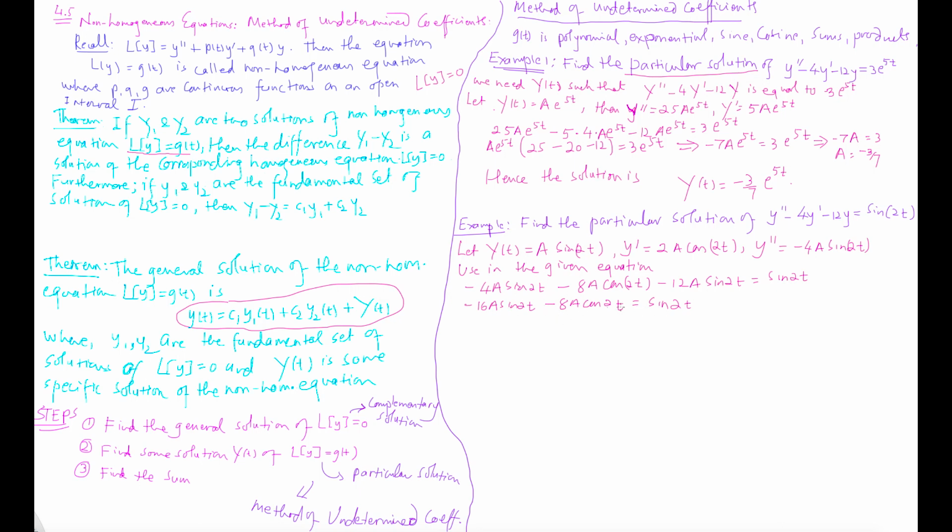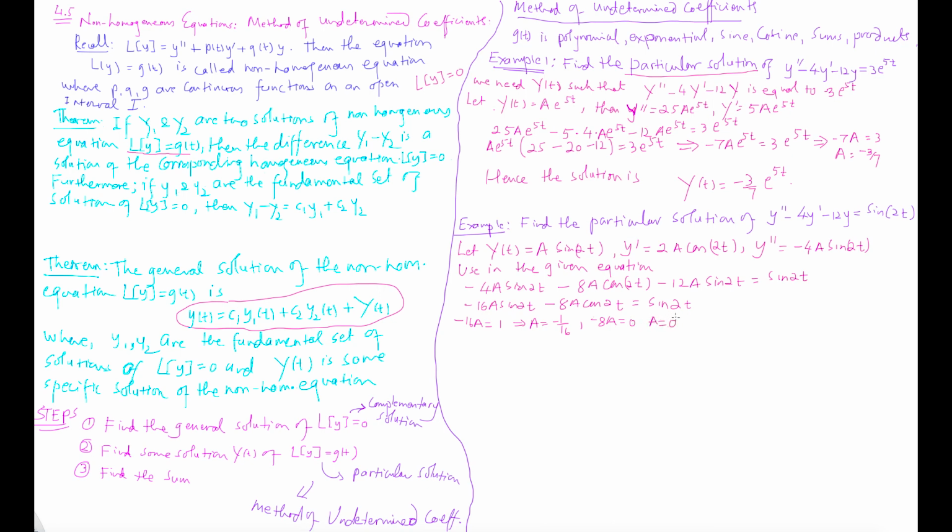You compare the left side and the right side, right? So if you do that, then what you get is negative 16a equals 1, because the coefficient of sine twice t is negative 16a and the coefficient of sine twice t is 1, right? So this implies a equals negative 1 over 16, but there is no cosine twice t on the right hand side, right? So what you get is negative 8a equals 0. This implies a equals 0.